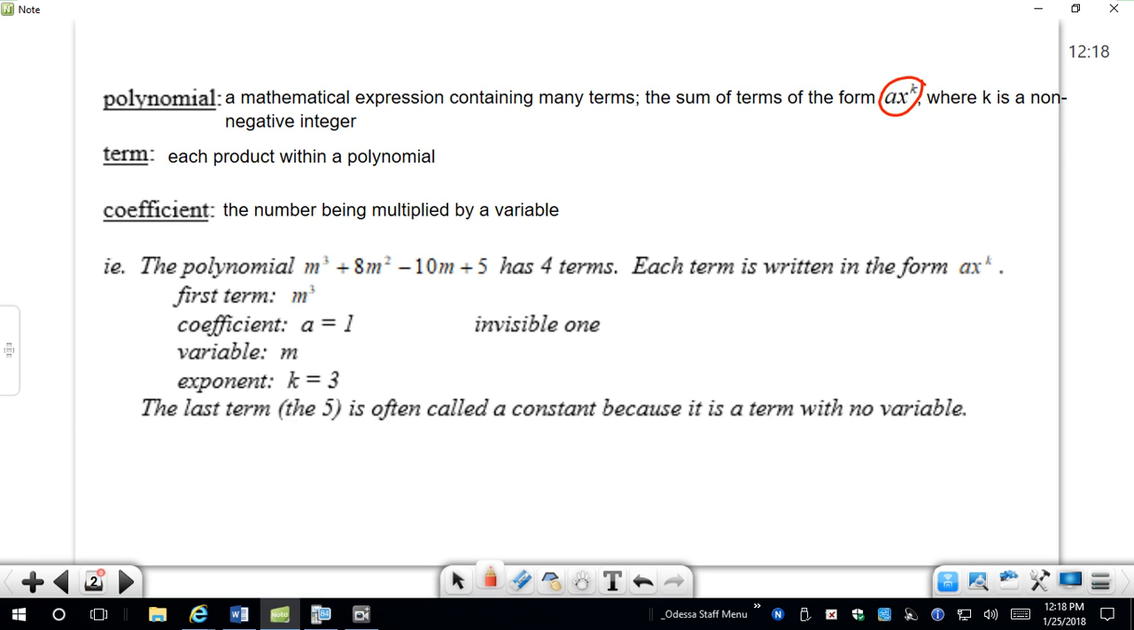Now, a polynomial is made up of terms, and a term is each product within a polynomial. So, guys, this ax to the k, this is a term. And each term has what we call a coefficient, which is the number being multiplied by a variable. So in this case, the a is going to be our coefficient.